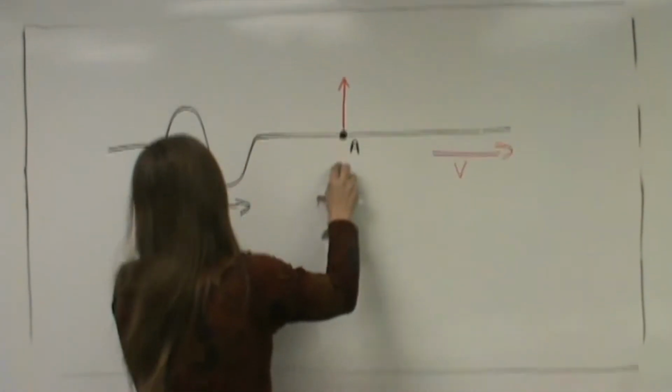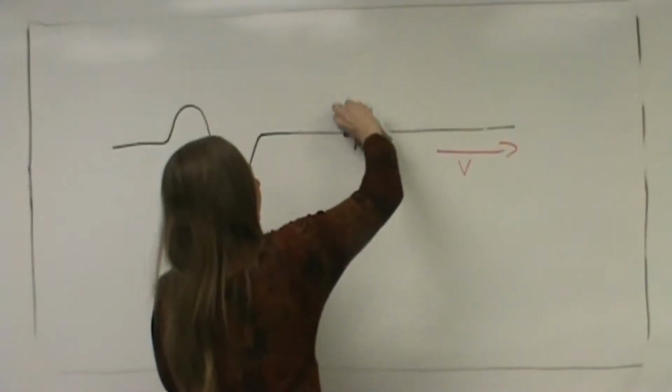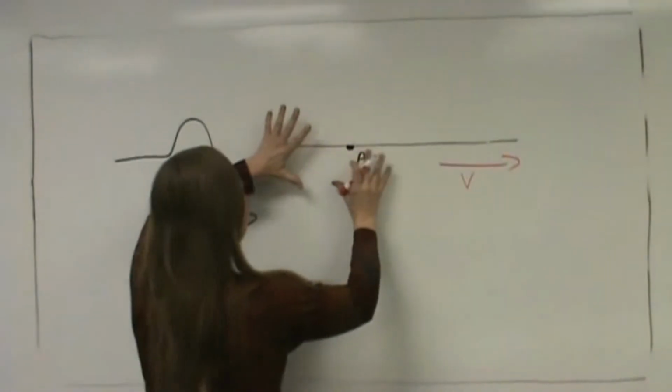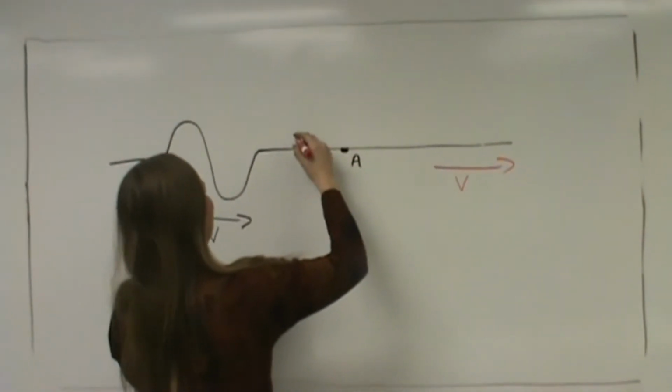Now, when this pulse gets to point A, I'm going to draw a picture of this pulse just getting to point A, right here.